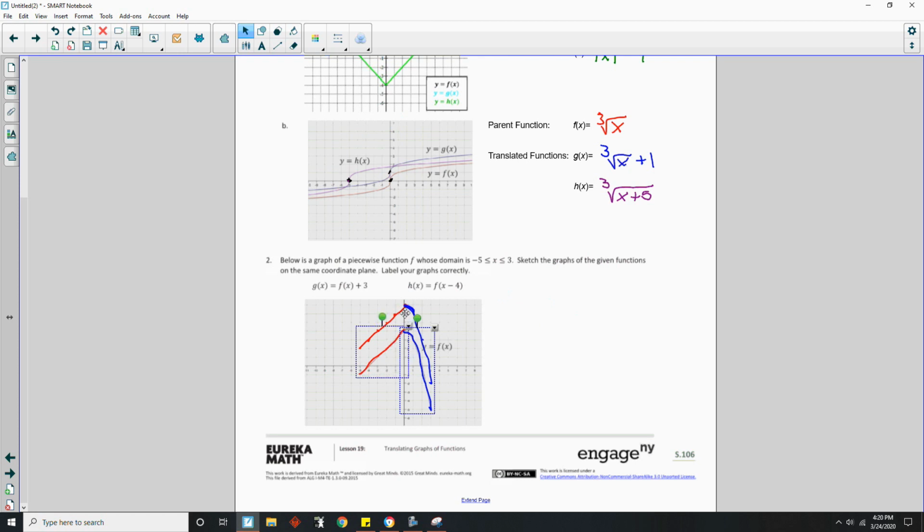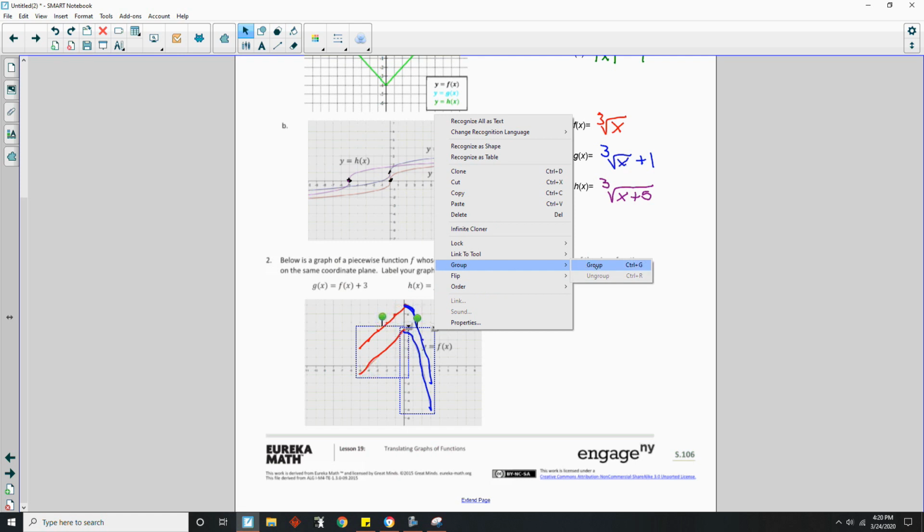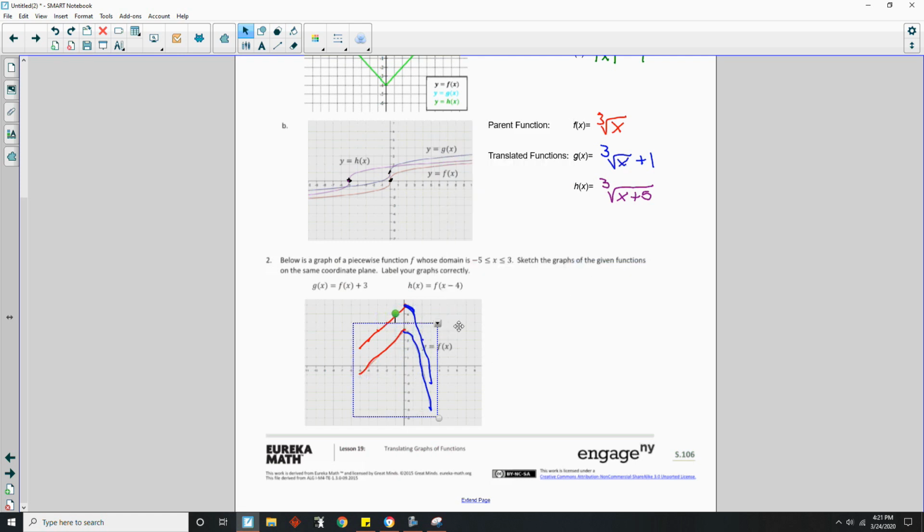So now if I take that and this piece and group them, now I can move the whole thing, and it's being shifted to the right 4. So I'm going to start right here. Alright, get my pointer, and click on this, and grab it here. So it started here. 1, 2, 3, 4. So there's the function shifted to the right 4.